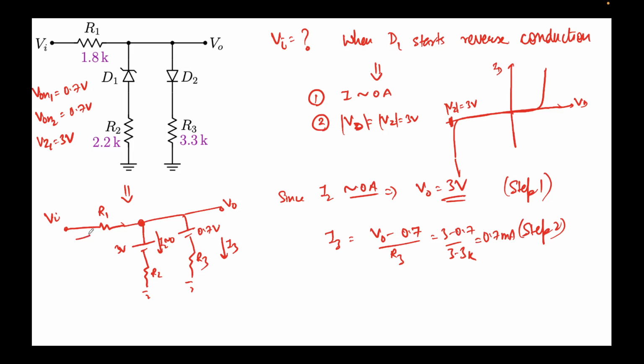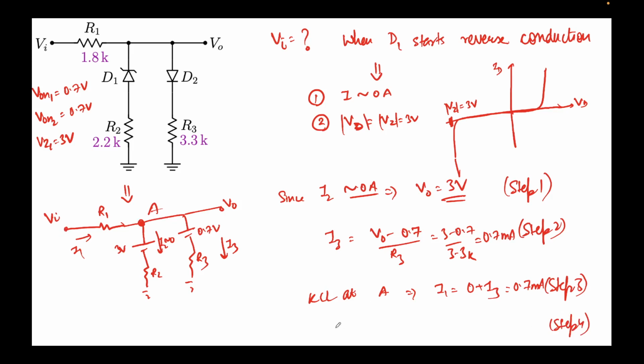So what will be I1 now? For step 3, we'll apply KCL at node A. KCL at A will give I1 equal to 0 plus I3. This is I2, which is 0. This means I1 is coming out again to be 0.7 milliamps.